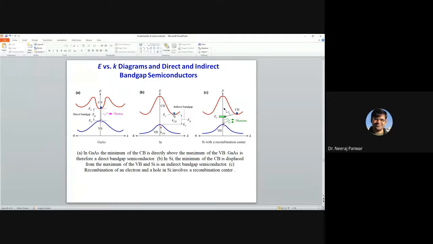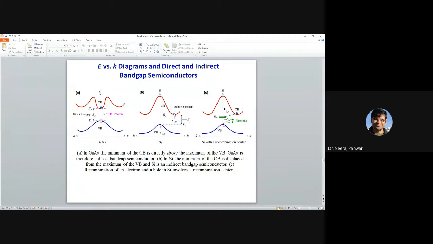Then, if the situation is such that, for example, for silicon, the top of the valence band and the bottom of the conduction band are not at the same K value. The K value for the top of the valence band is denoted by KVP, and for the bottom of the conduction band by KCP. So there is a large difference in these two values. When such is the situation, these materials are known as indirect band semiconductors.